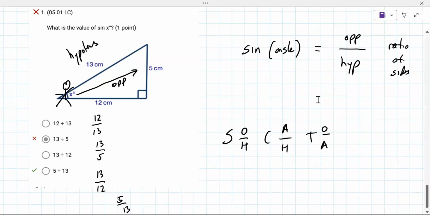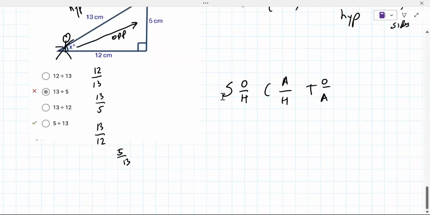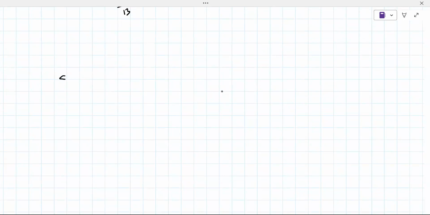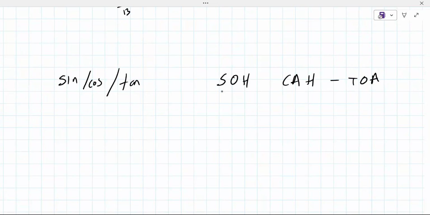I almost feel like I should go into a little bit of explanation here. There are three trig functions that you have to know for sure: sine, cosine, and tangent. There are actually six, but these are the main ones. And that's where this SOH CAH TOA thing comes in. If you have no idea what I'm talking about, let me know. I'll pull up a reference here for you.